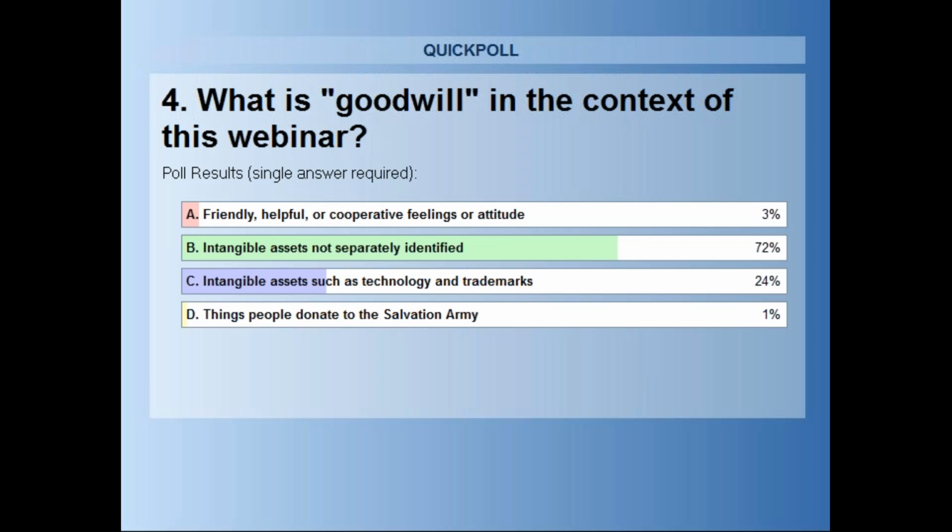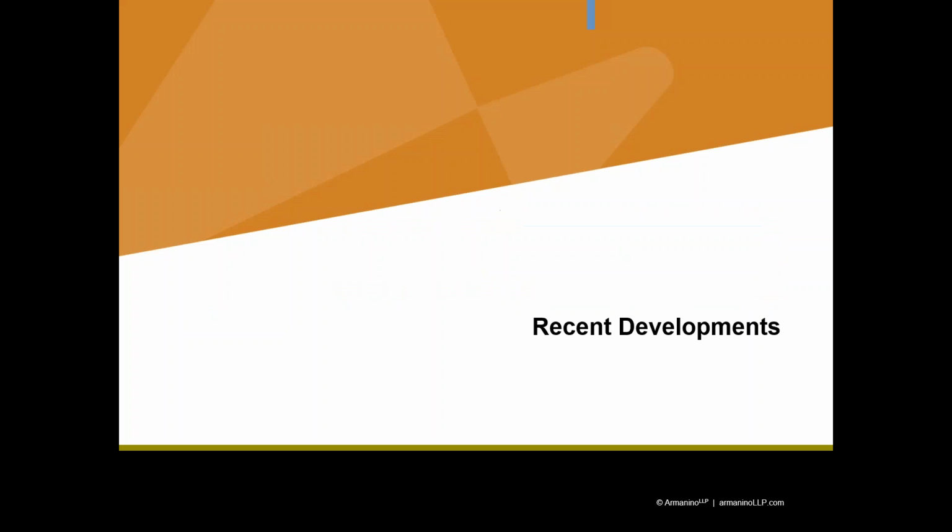Okay, and are they right, Gunter? Well, unfortunately, they are right. I was rooting for the friendly, helpful, cooperative feeling. But of course, it's the most intangible of the intangible assets. So it's an intangible asset that's not separately identified. But it's good if you donate to the Salvation Army too.